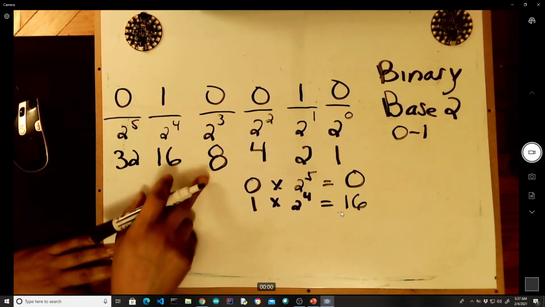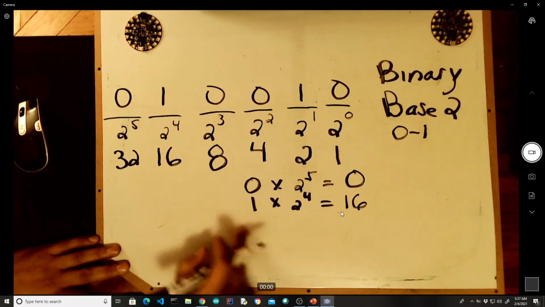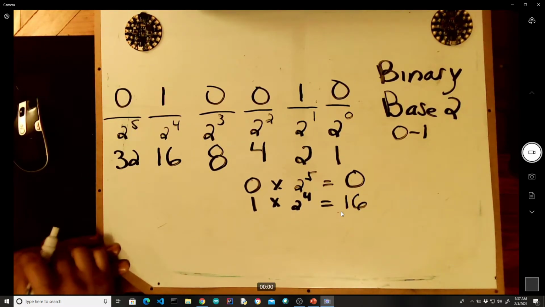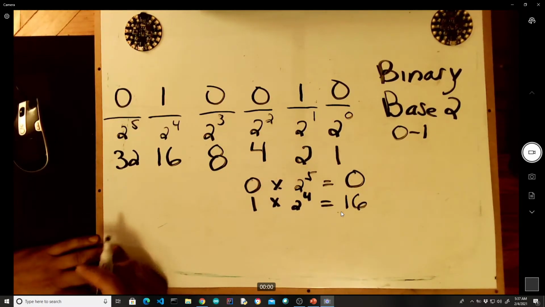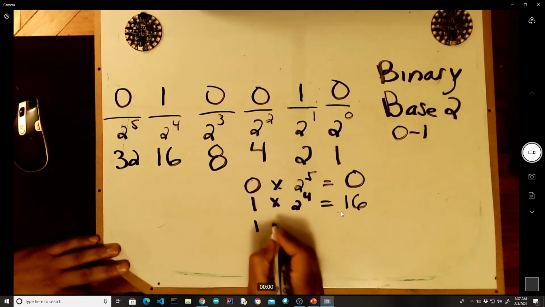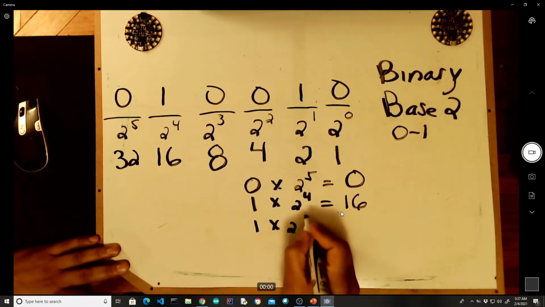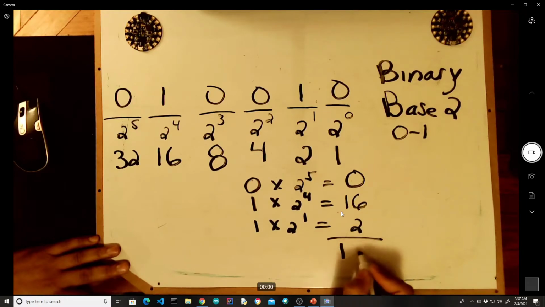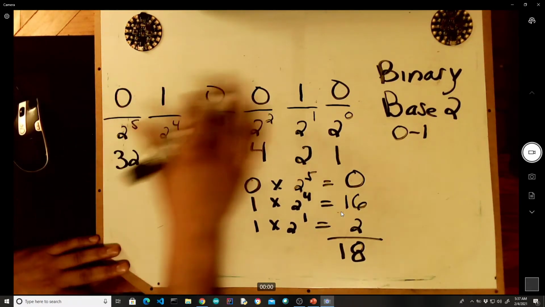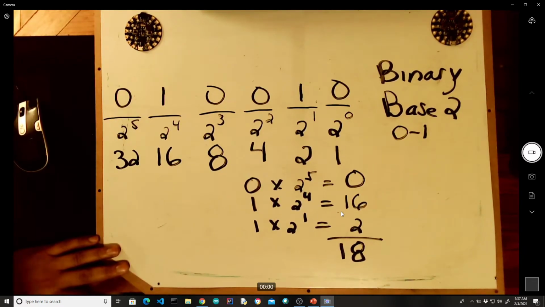Going back to what we just said, there's a 0 here, so there's no need to include it in our calculation because it's just going to end up with 0. So we see that our next possible value would be this one, which is 1 times 2 to the 1, which gives us 2. We add it all up and we get 18. So this number in binary is 18 in decimal, in our number system.